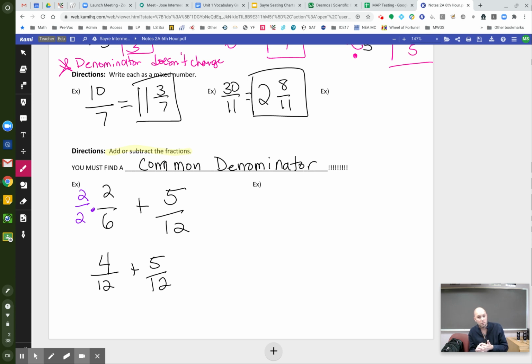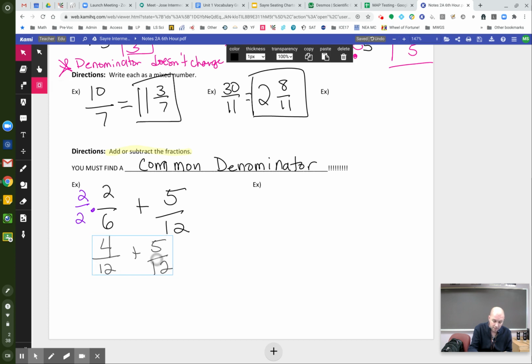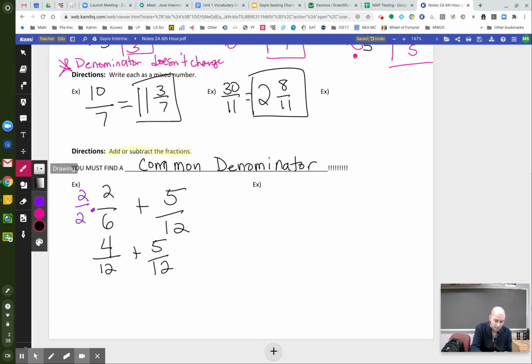Now, if you remember, what you need to do with fractions is, if you have common denominators, then you add the numerators, okay? So in this case, my numerators are 4 and 5, so I add 4 plus 5, which is 9. But the denominator doesn't change because I'm still adding 12s, all right?